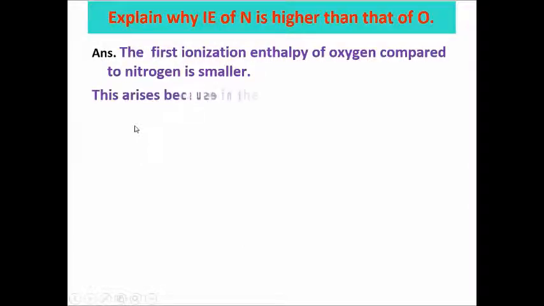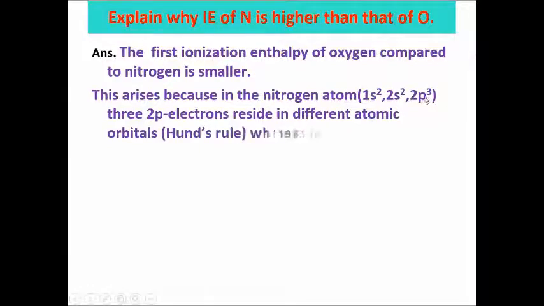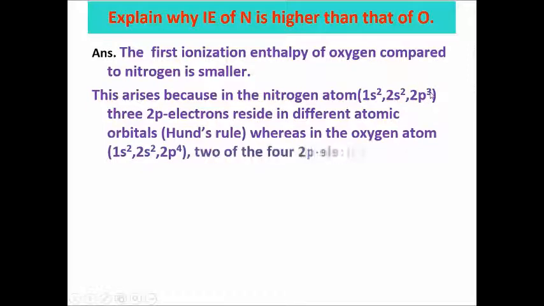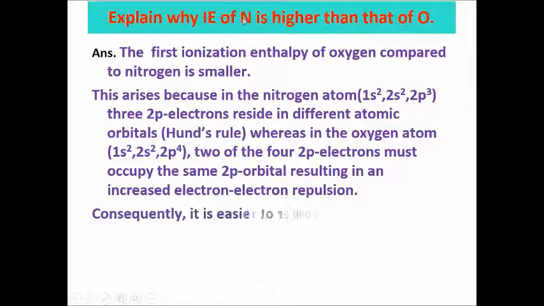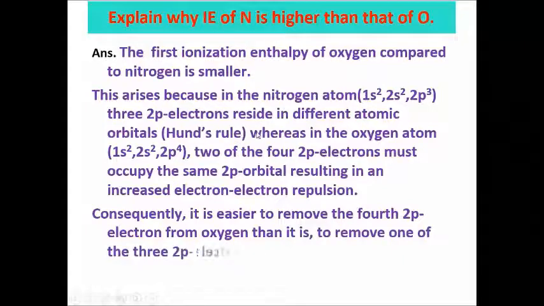In the same way we can explain why nitrogen's ionization energy is higher than that of oxygen. The electronic configuration, how can we write it? The atomic number of nitrogen is 7, so we write it as 1s2, 2s2, 2p3. If an electron is to be lost, it is from this 2p orbital, which has 3 electrons. The 3 2p electrons reside in different atomic orbitals according to Hund's rule, that is 2px, 2py, 2pz.